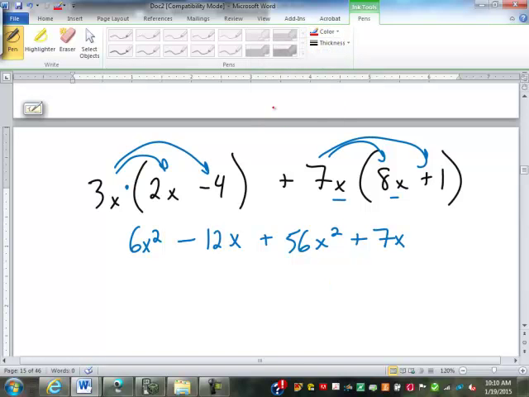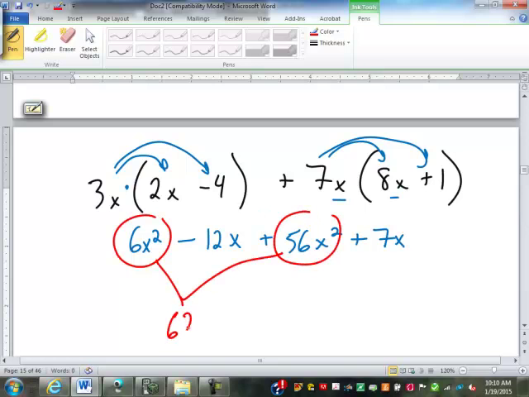Now, I can add. I can either set it up by moving things around, or I can just look at it and say, okay, I've got 6x squared and 56x squared, which makes 56 and 6 makes 62x squared. Negative 12x and positive 7x. Well, negative 12 and positive 7 makes negative 5x.